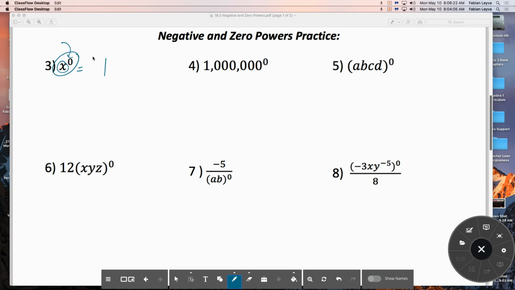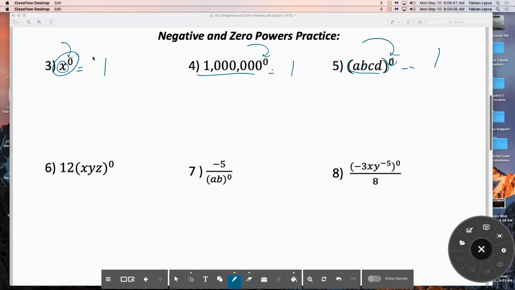1. Good job. So it doesn't matter if it's a variable. Let's say I have 1,000,000 raised to the 0. What's anything raised to 0? 1. So 1,000,000 raised to 0 is just 1. Now let's say that I have A times B times C times D, and it's all getting raised to the 0. What does all that getting raised to 0 equal? 1. Absolutely right.